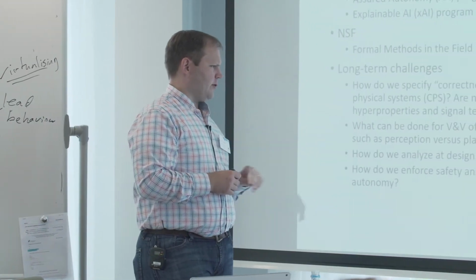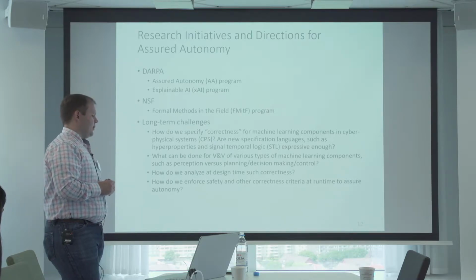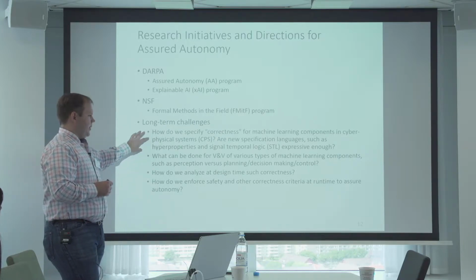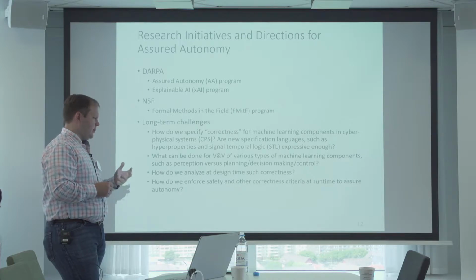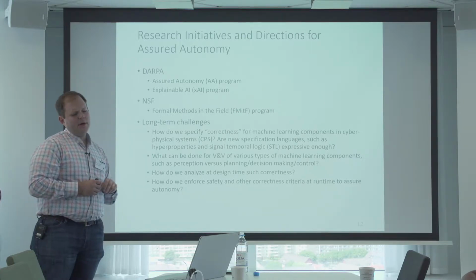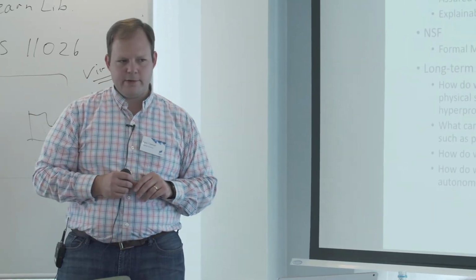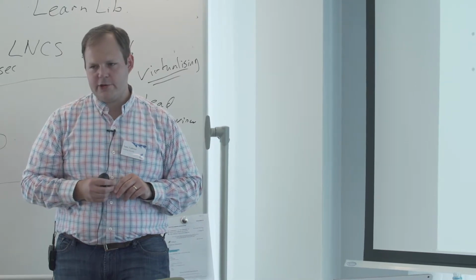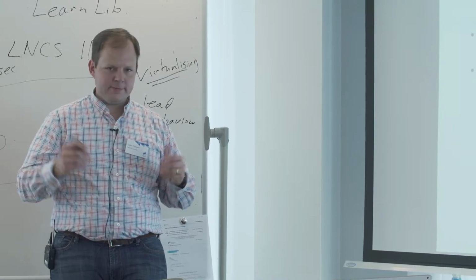So then there are a variety of long-term challenges here that some of these programs are trying to address, such as what does correctness even mean within machine learning components? Do we need new specification languages? I think that's going to show up more on the perception side than on the control side. How do you even write down what it means for, say, an image classification algorithm to be correct? It's very strange, right? How do you talk about it?